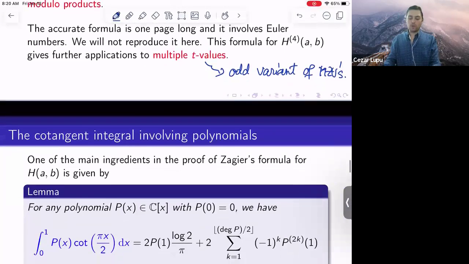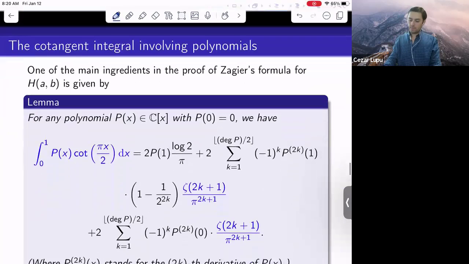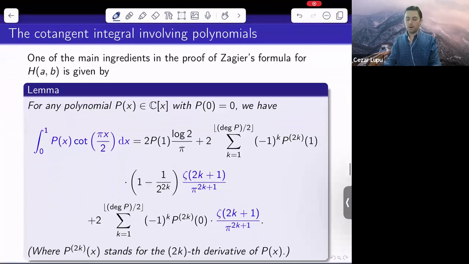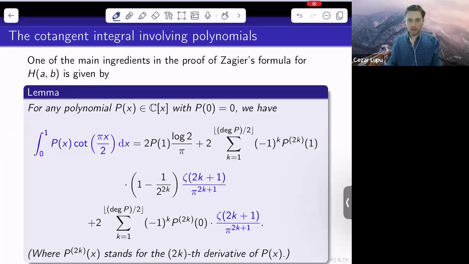Okay, I mentioned this cotangent integral, right? We managed to obtain a proof of Zagier's formula using this very surprising cotangent integral. And you'll be surprised if you try to compute this, for example, just something simple like this, from 0 to pi over 2. I rescaled everything here. Just by looking at this, the integral of x times cotangent of x, dx, surprisingly, this will involve odd zeta values.